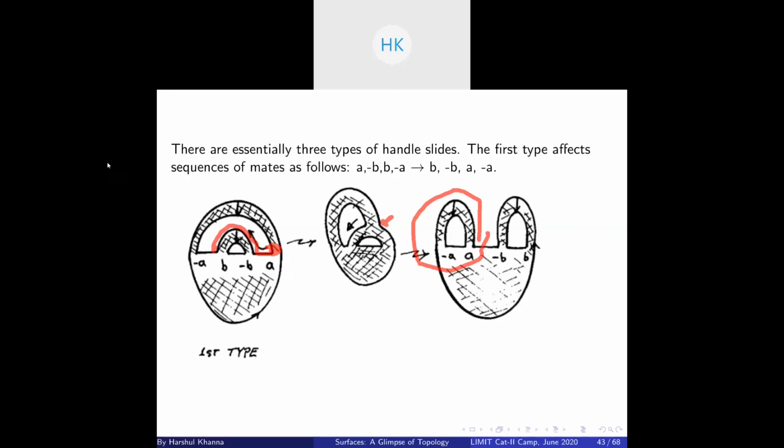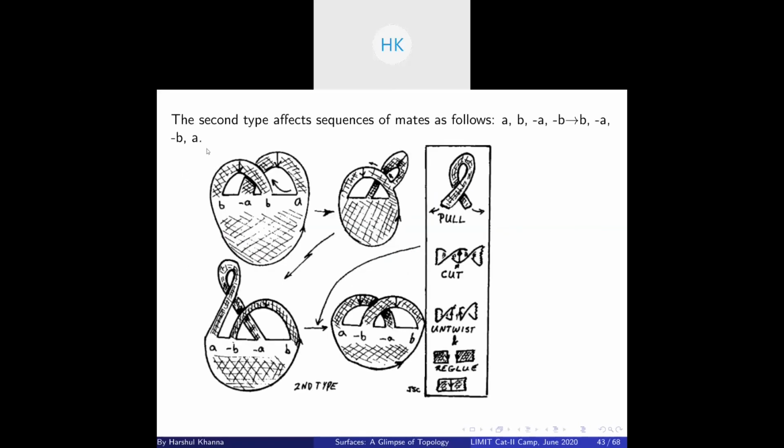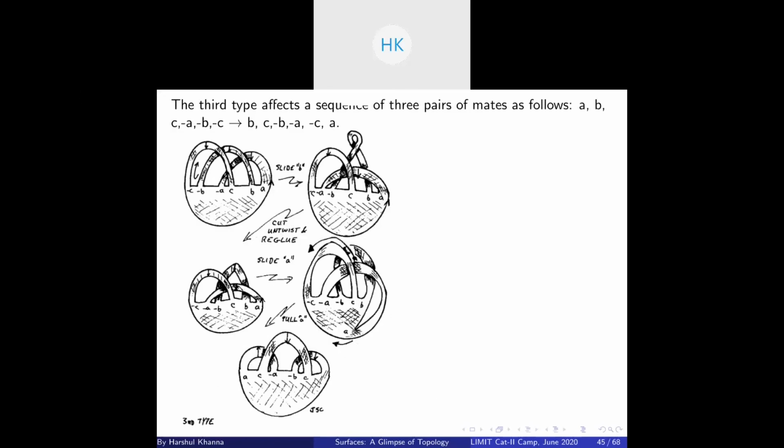Yeah, okay. Now, similarly, the second type corresponds to one toroidal hole. So slide A over B, when you complete sliding, you get a twist. You cut it, untwist it, and reglue, and you get the surface. Now the third type is a little tricky. It corresponds to three, let's say, minus C, minus B, minus A, C, B, A, and it is a little tricky in the sense you just need to observe carefully.